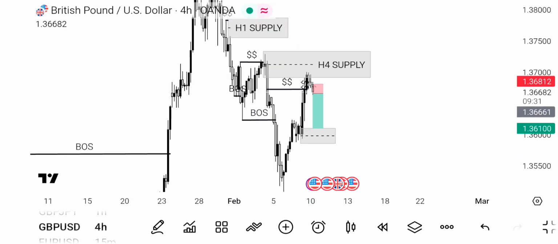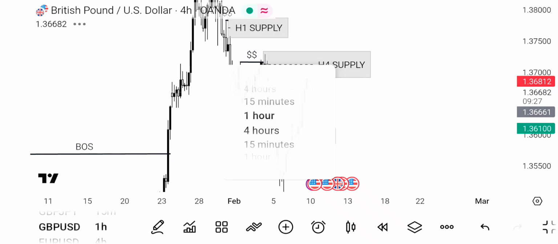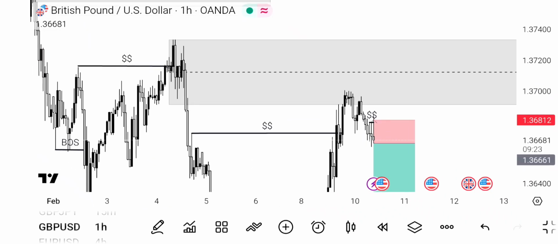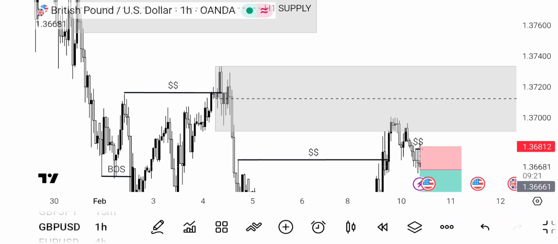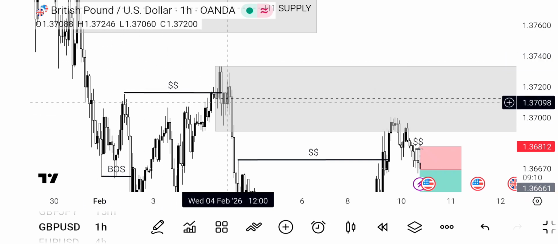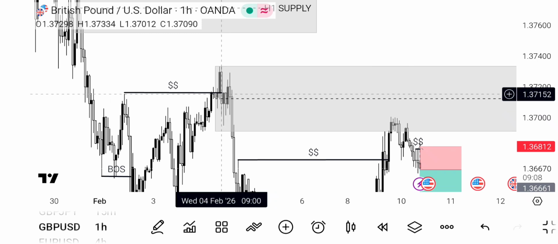So what I did was wait, then go to the 1-hour time frame and refine my point of interest. I saw that it was a protected point of interest because it swept liquidity above this eye right here on the 1-hour time frame. So that makes it a very solid supply zone.